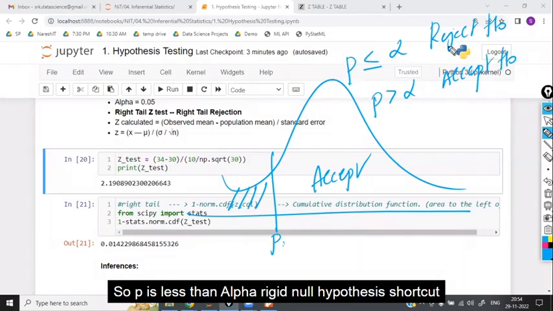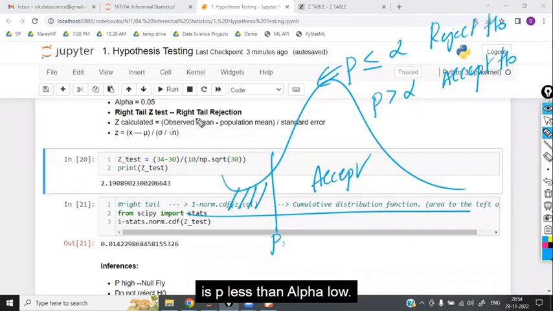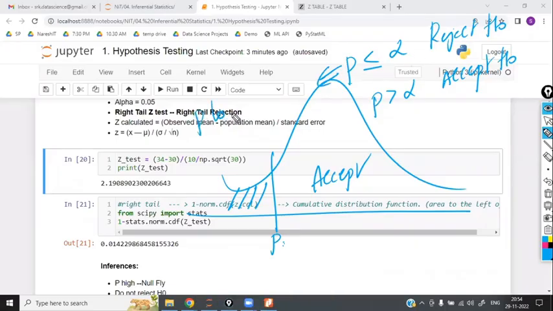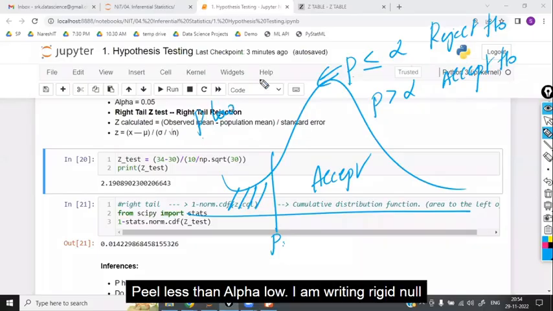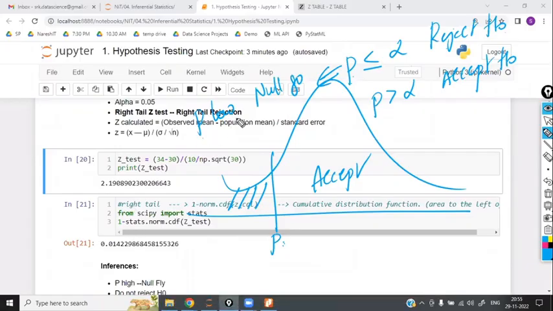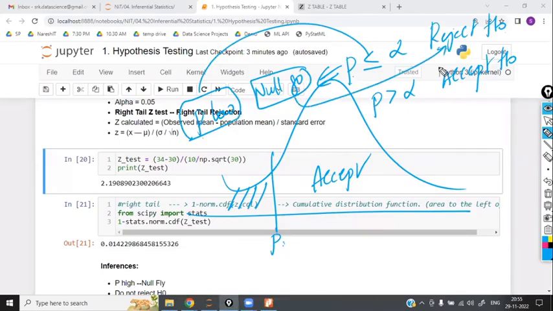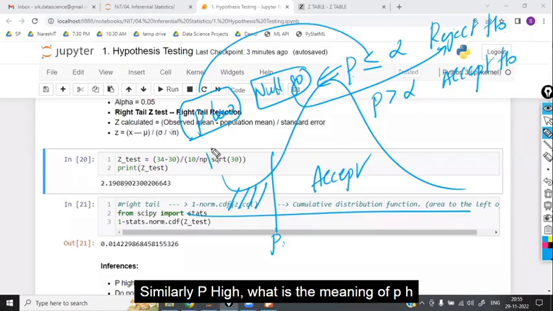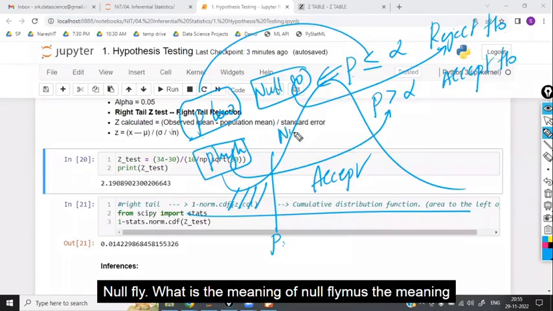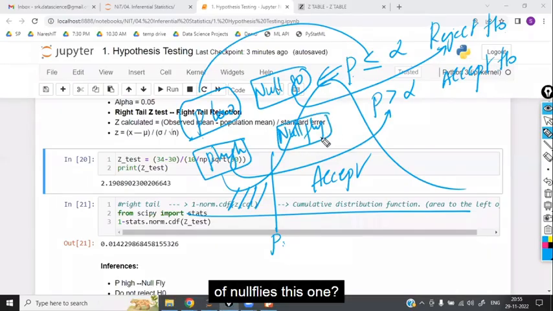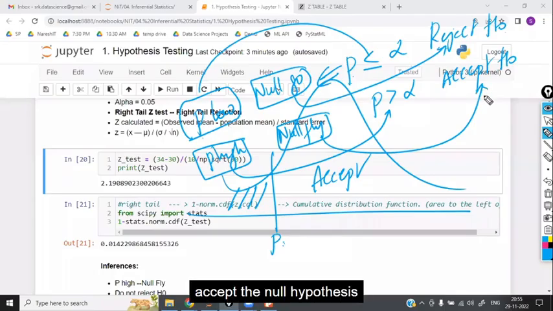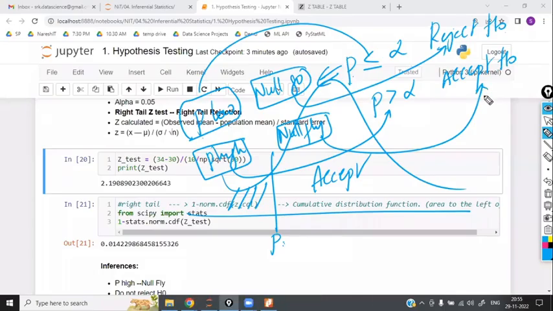So P less than alpha, reject the null hypothesis. The shortcut is "P low, null go". I'm writing reject null hypothesis as the shortcut "null go". P low means this, null go means this. Similarly, P high means this, and null fly means accept the null hypothesis. Is that clear?